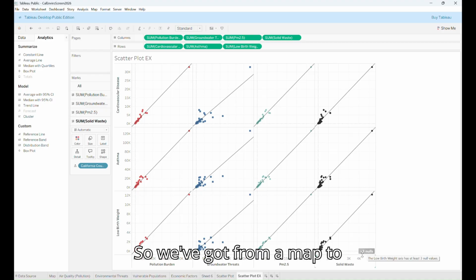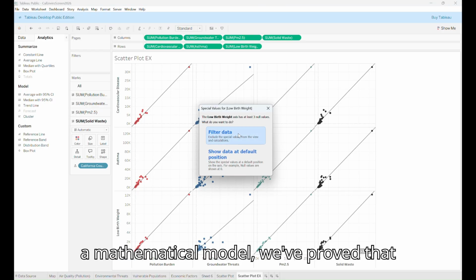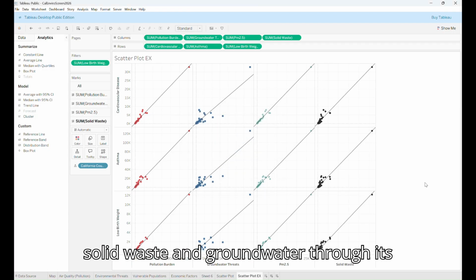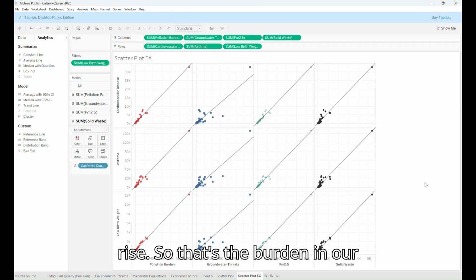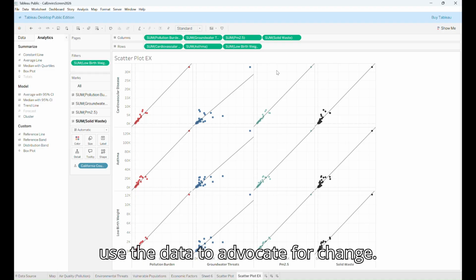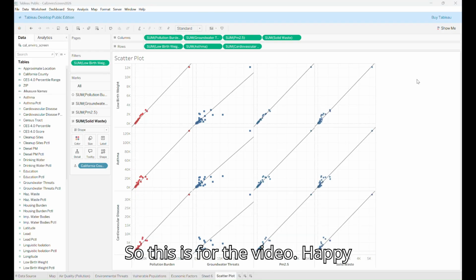So we've gone from a map to a mathematical model. We proved that solid waste and groundwater threats rise with the burden in our hearts and lungs. This is how we use the data to advocate for change. So this is it for the video.